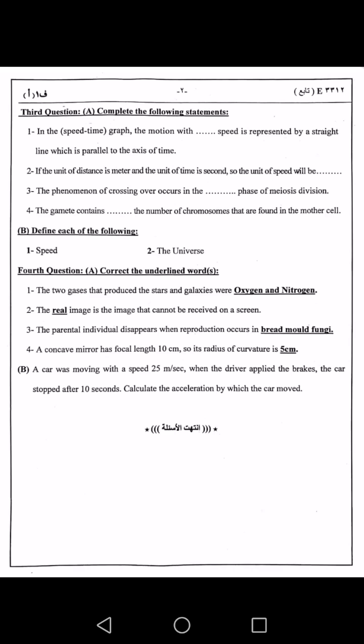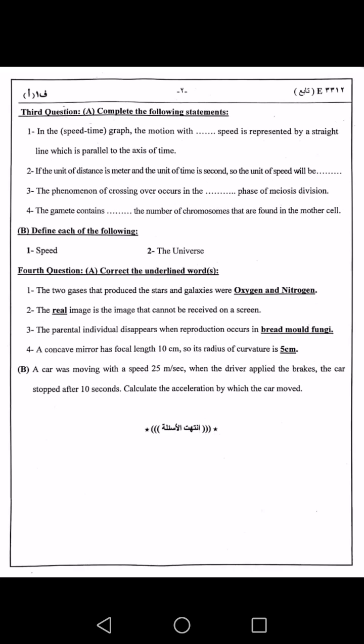Number 2, if the unit of distance is meter and the unit of time is second, so the unit of speed will be meter per second. Number 3, the phenomenon of crossing over occurs in the prophase of meiosis division. The answer is, prophase 1 of the meiosis division.